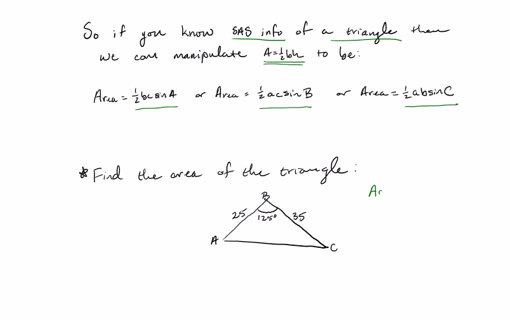So I'm going to go area equals 1/2. And I don't really need to know what A, B, and C and all that kind of stuff. It's just going to be the two sides times the sine of the angle, as long as it's side angle side information. So 25 times 35 times the sine of 125 degrees. And you just plug all that in your calculator, and you will get yourself your area.